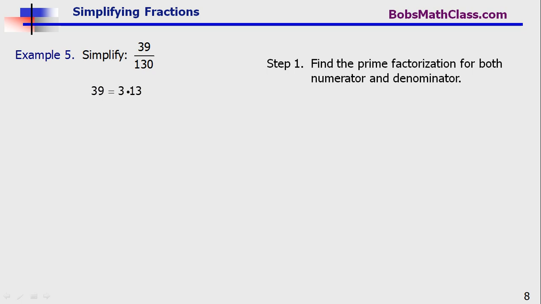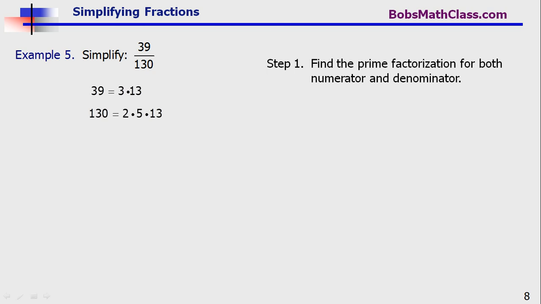and then 130. So go ahead and do that on your scratch work, and then I'm going to put it up right underneath this. You're going to have 13 times 10. 10 is 2 times 5, so you should get 2 times 5 times 13. Okay, so that's the prime factorization for each number.